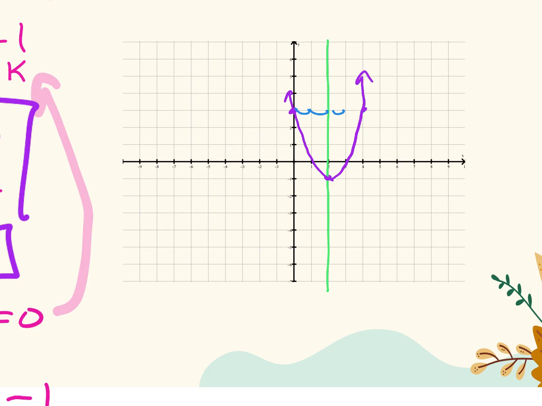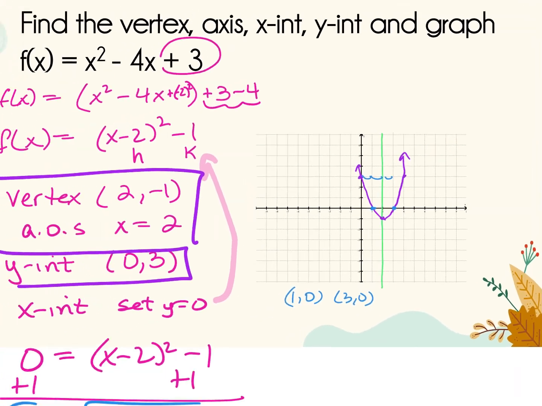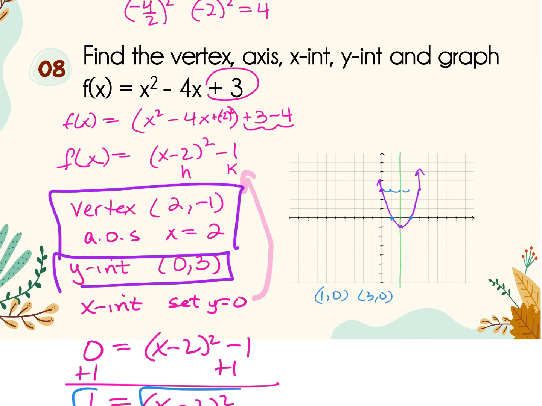Now notice when I connected that point to the reflected point, my x-intercepts were the ordered pairs (1, 0) and (3, 0), which is where my graph touches the x-axis. So that is the graph of the equation x squared minus 4x plus 3. Again, your axis of symmetry is that green line. Let me do one more example, completing the square, and then getting all the components to graph it.